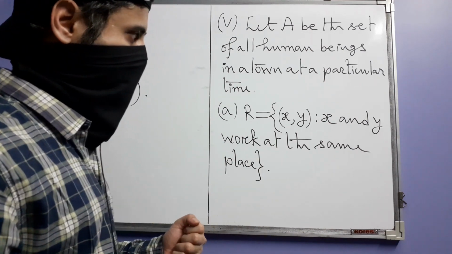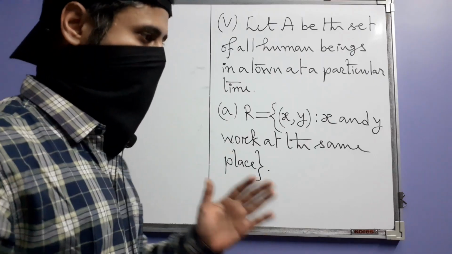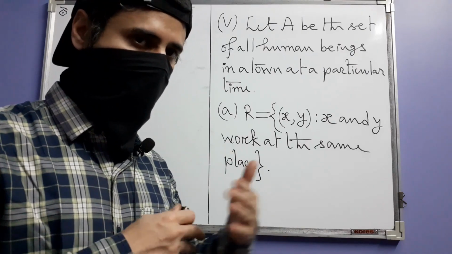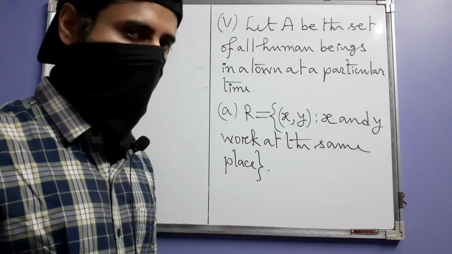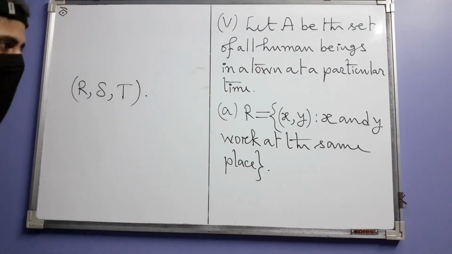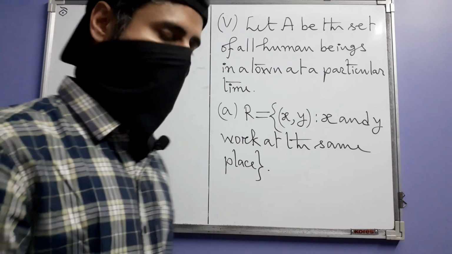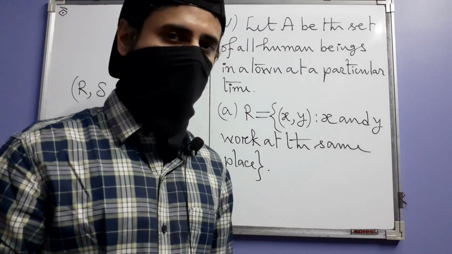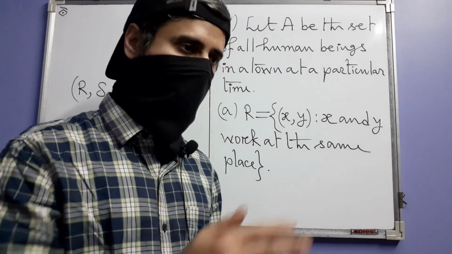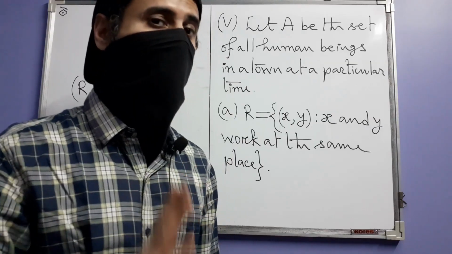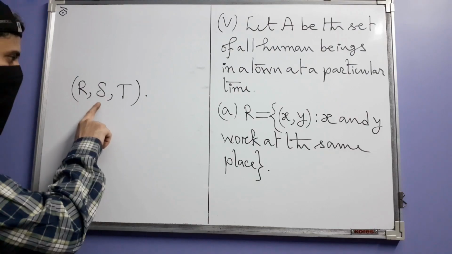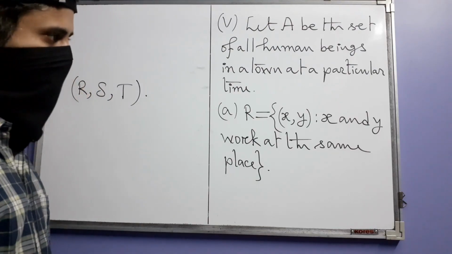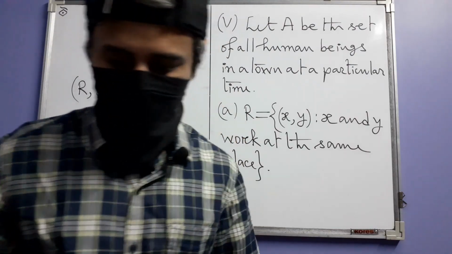The idea here is that they work only one job. Okay, they simultaneously don't work two jobs. Simultaneously means you get the point, what that means. Some people work two jobs. Say in the morning they work one job and then in the evening they work another job. It's not like that. So that is why the relation is reflexive, symmetric as well as transitive. So it's an equivalence relation.